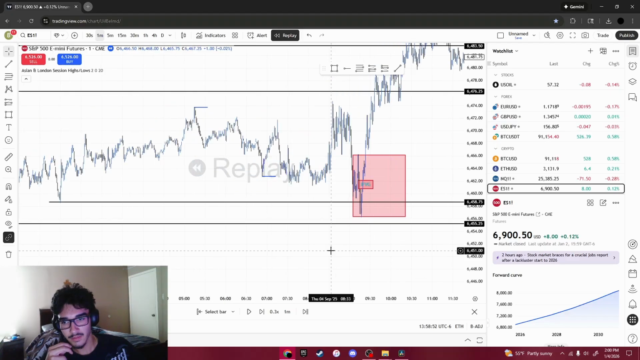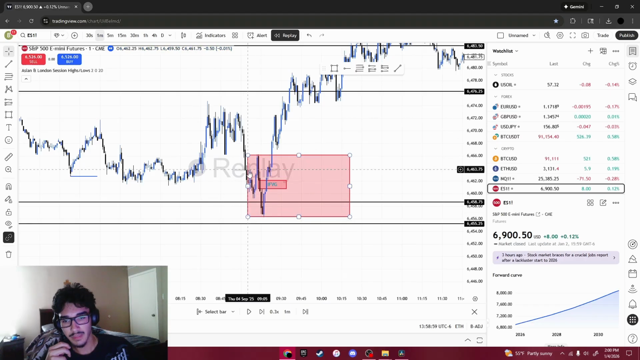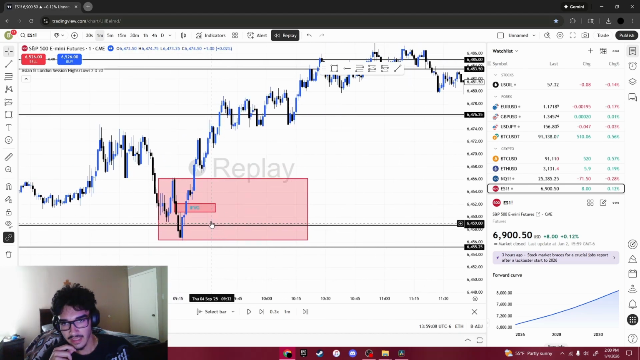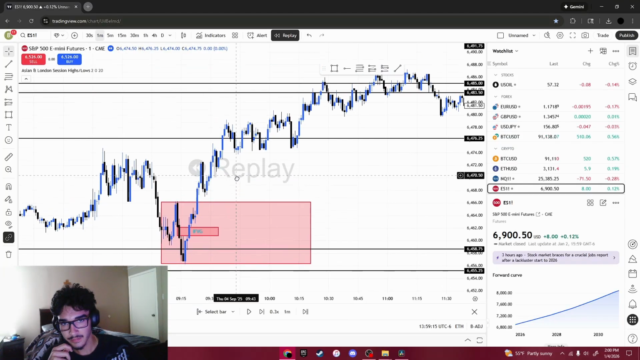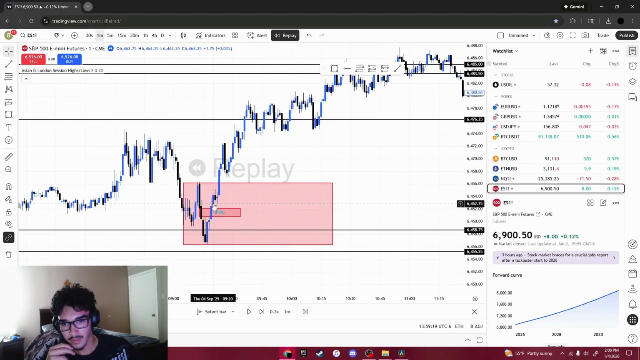Okay, so what are my confluences? This liquidity sweep on this manipulation down. I entered off this fair value gap on this break of structure. I could have entered on this or waited for this retrace. Boom.